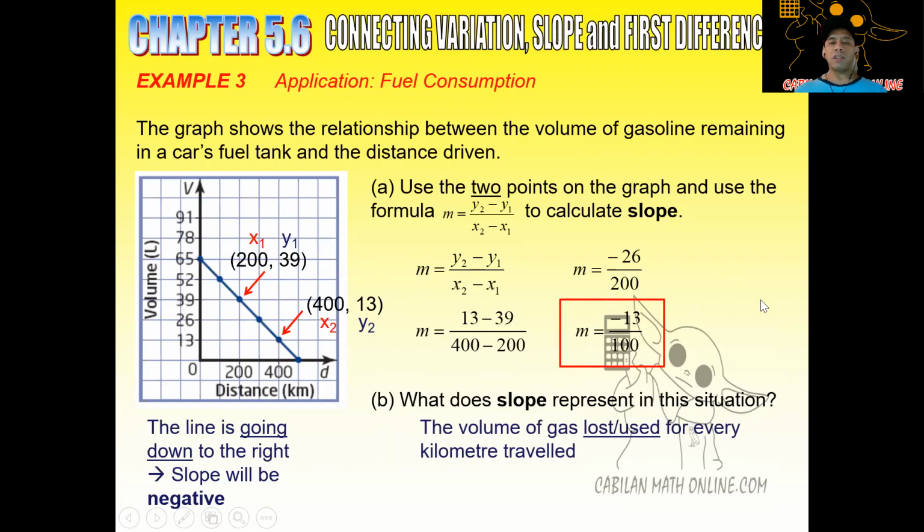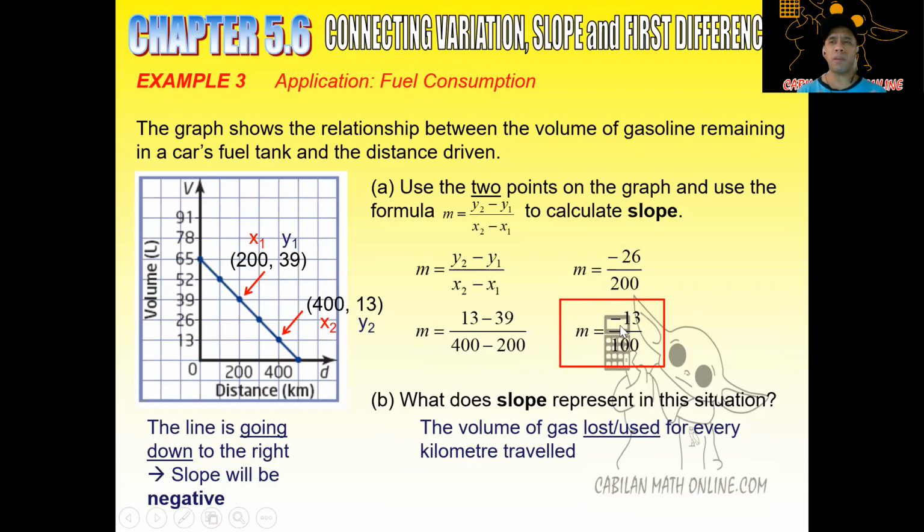So it says here, what does the slope represent in this situation? Now, again, think about gas here for a moment. I know grade 9s are not at the age to drive yet, but basically, as you drive, the volume of the gas decreases. So that makes sense that this line here is going down to the right, and it makes sense that the slope here is negative.